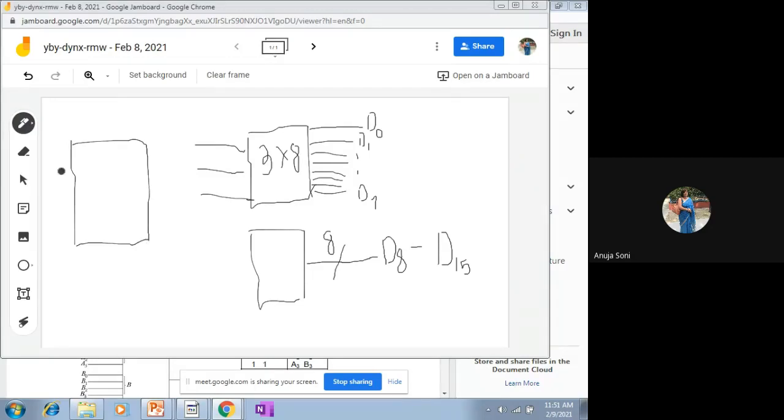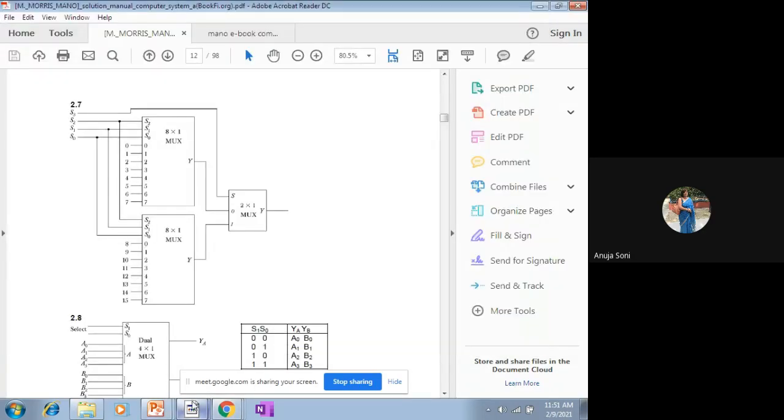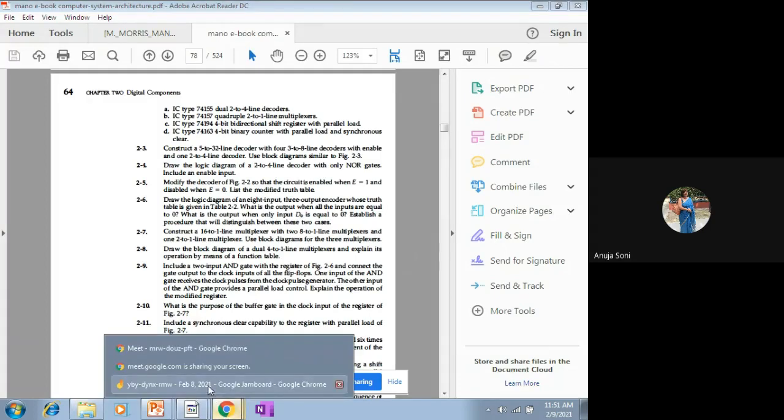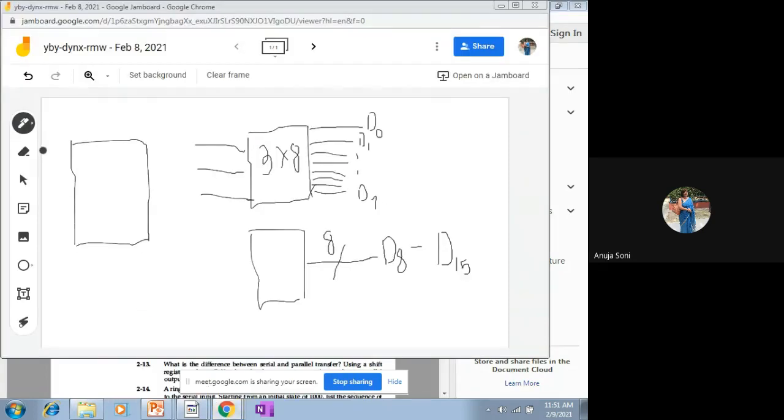How many input lines will be there? As per the given statement, 16 input lines are there. Again, I'm reading out, 2.7: Construct a 16 to 1 line multiplexer. So how many input lines are needed? 16 input lines: 1, 2, 3, 4, 5, and so on till this one. All these will be denoted by input lines I0, I1, and at last it will be I15.